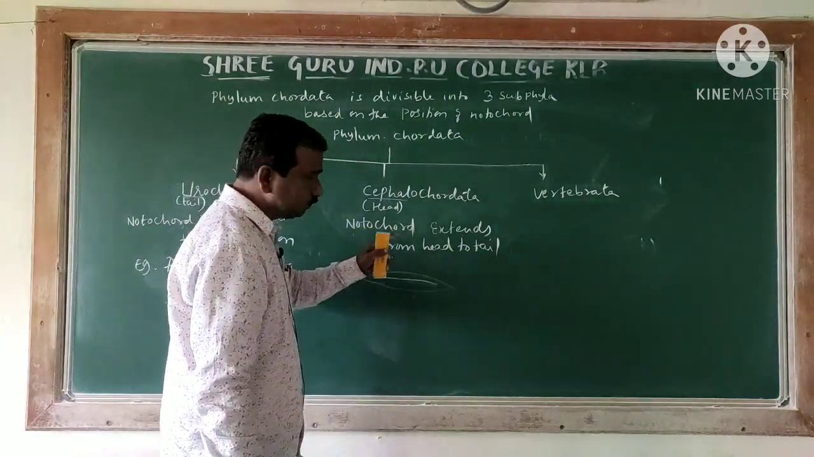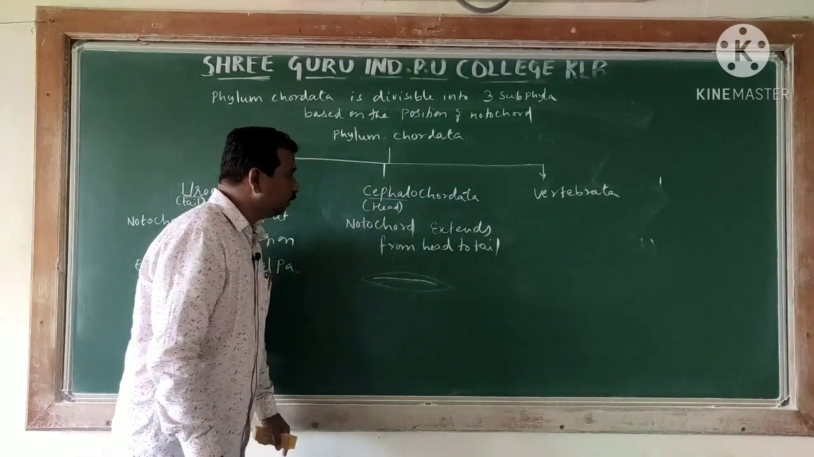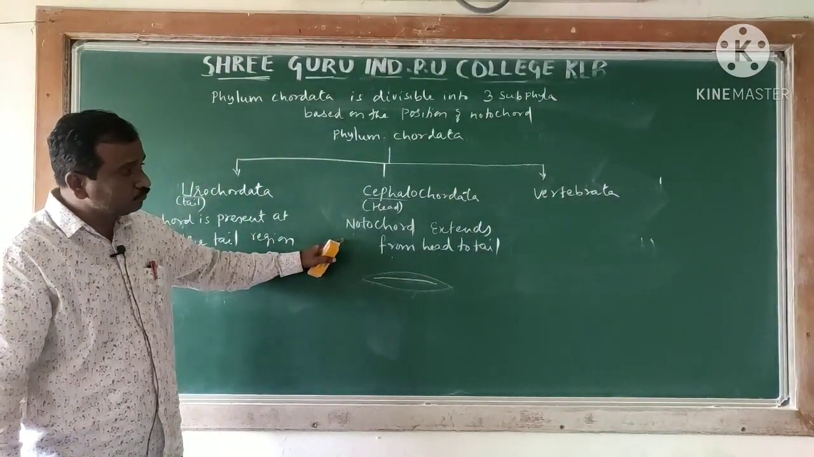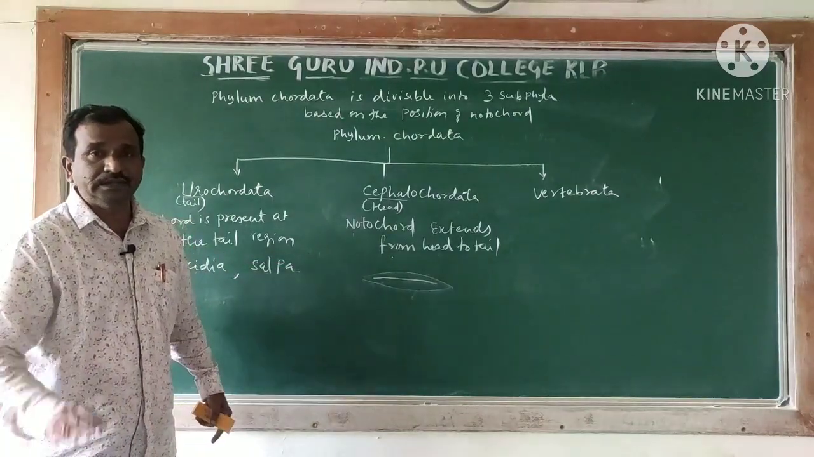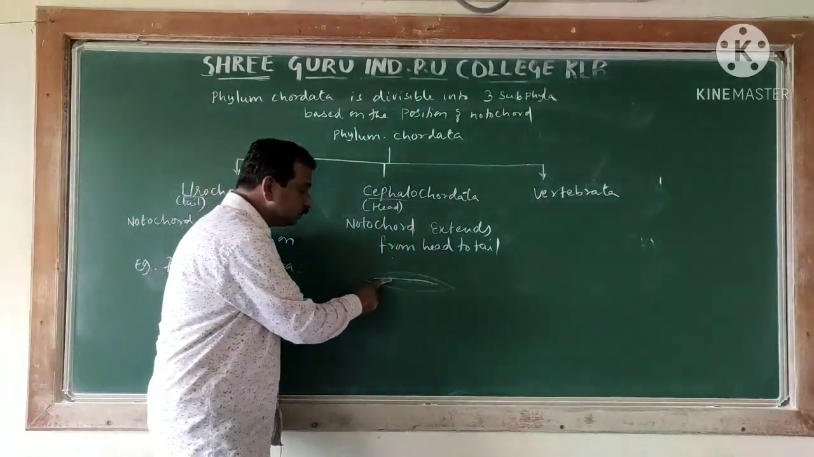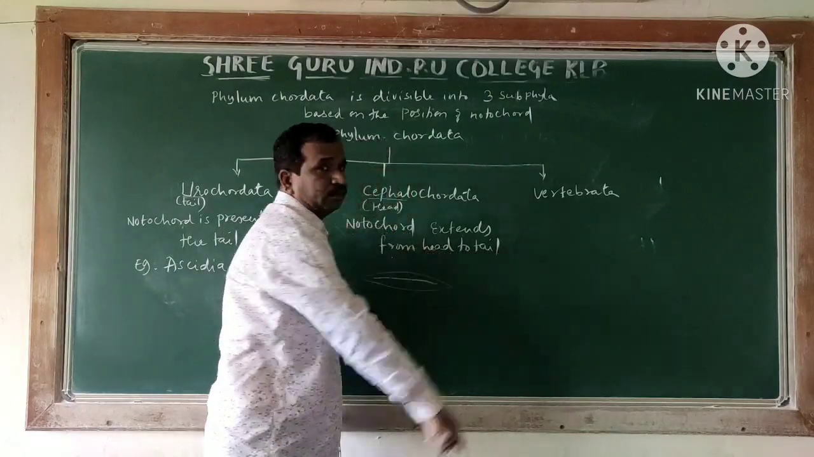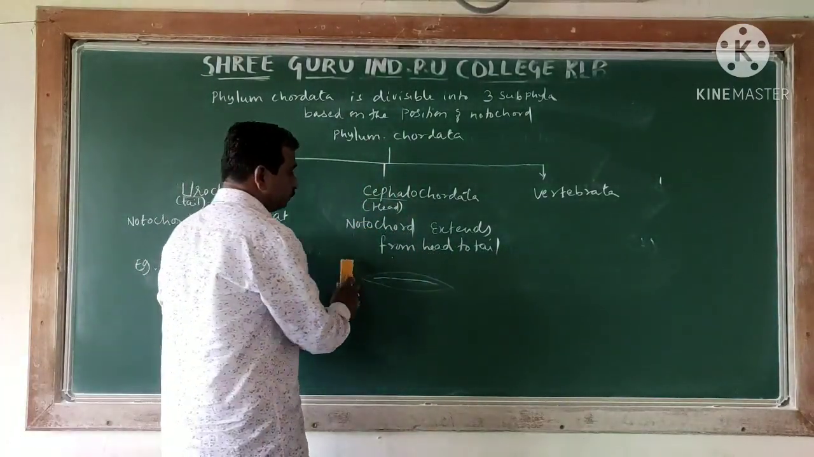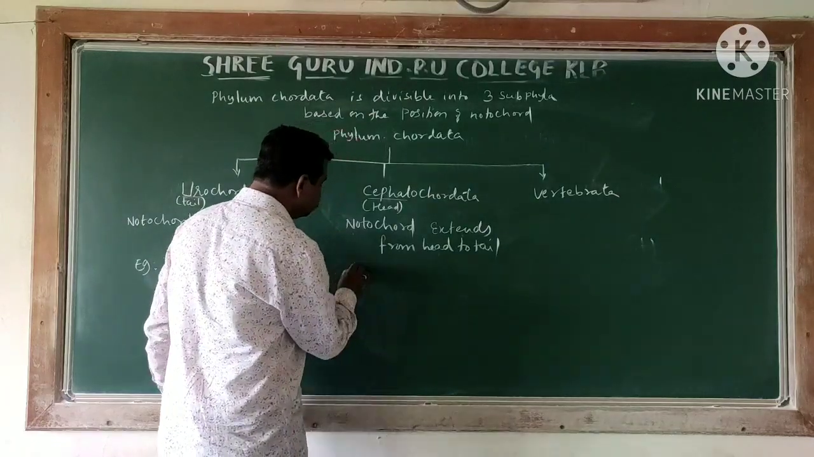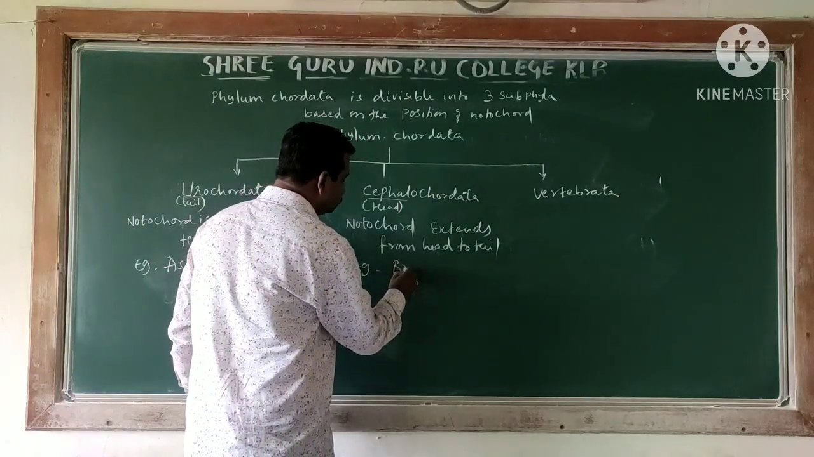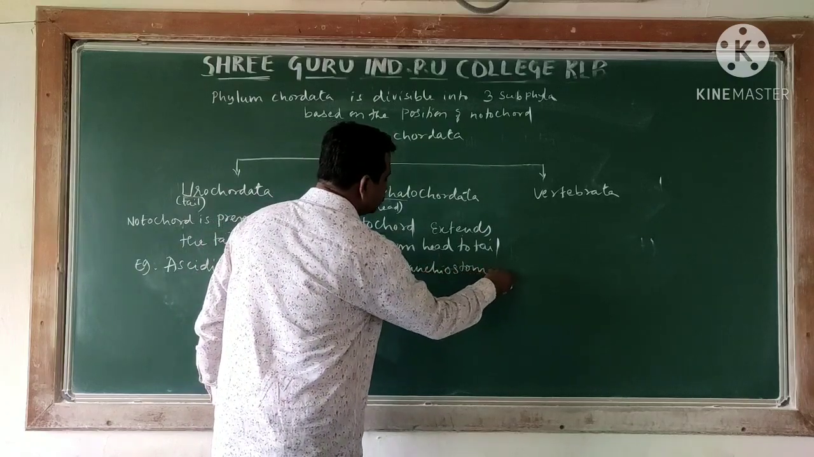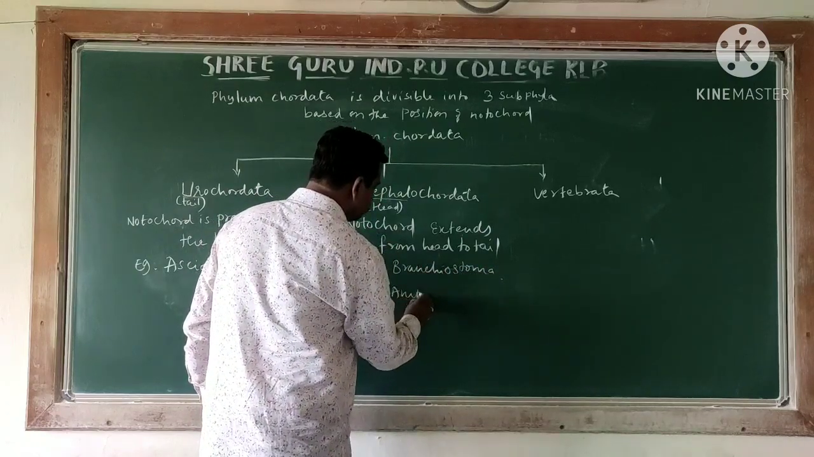This was one part. Now we are moving toward the next generation. So this notochord is replaced by vertebral column. Notochord is replaced by vertebral column. They belong to the vertebrates. Example: Branchiostoma, and Amphioxus.